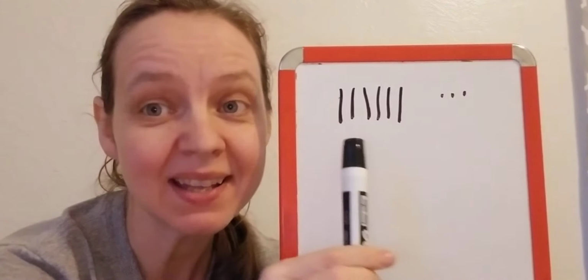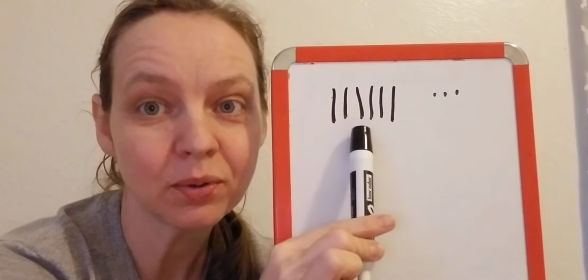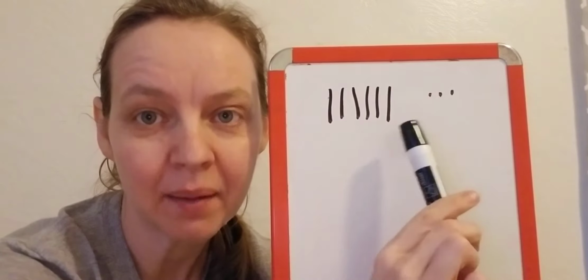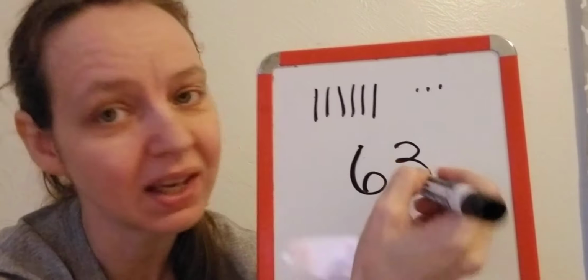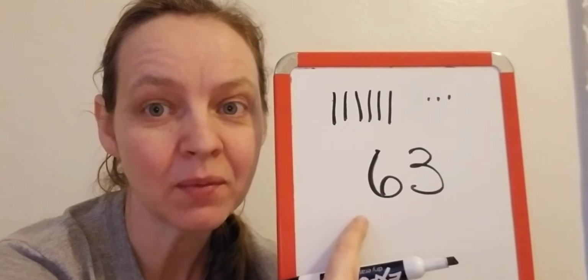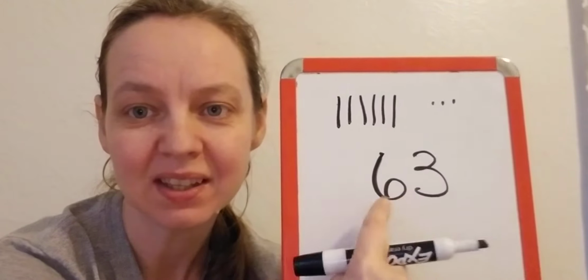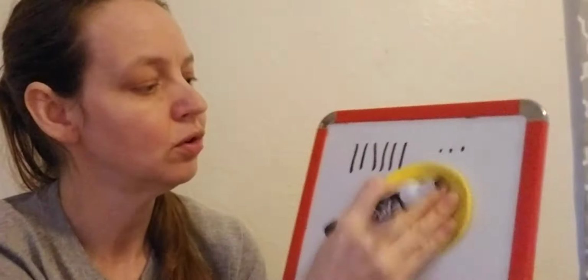Oh, that's a lot of tens. Let's count them. 1, 2, 3, 4, 5, 6. Make a 6 on your board. And how many over here? 1, 2, 3. So I would have a 6 and a 3. And what number would that be? When a 6 is at the beginning, we are in the 60s. 63. Let's do 2 more before I let you practice them on your own.